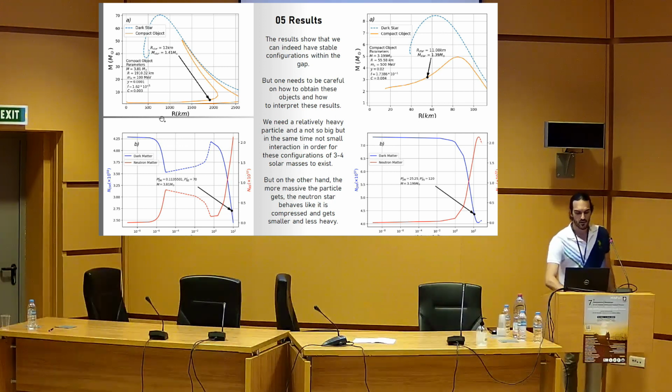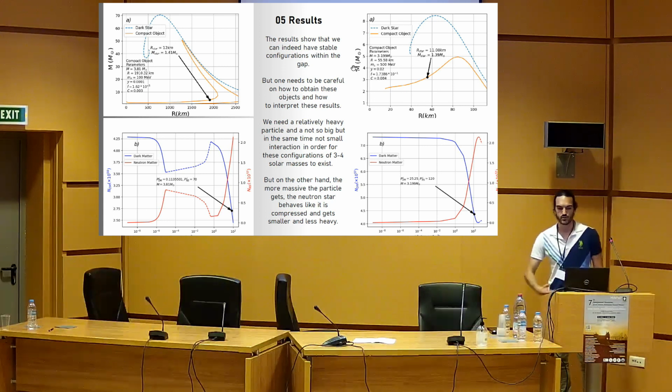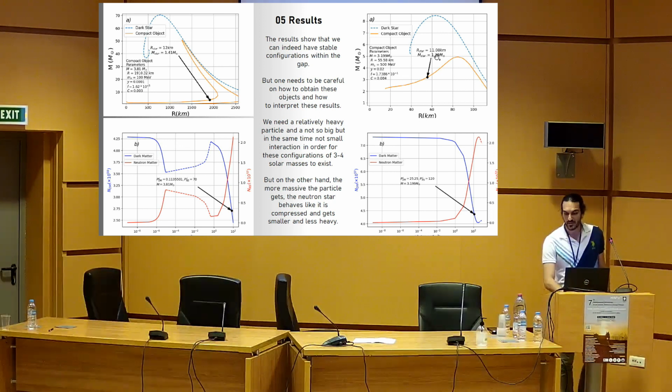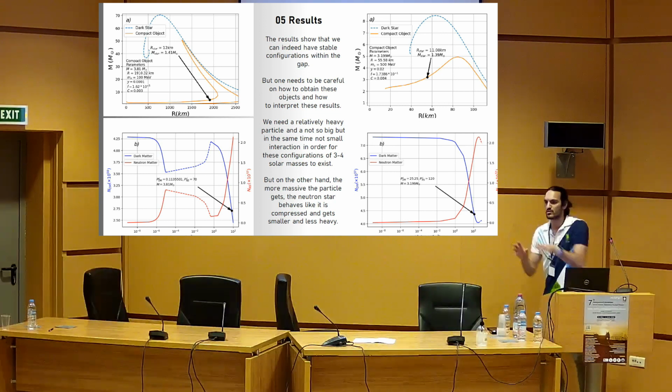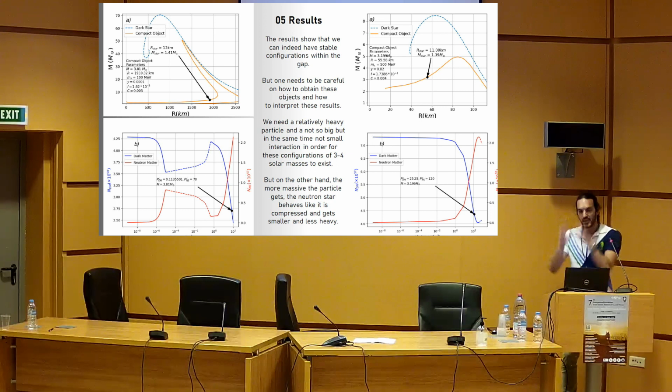This is for the 100 MeV particle. This over here is for a more massive particle. It's for a 500 MeV particle and a little bit stronger interaction. And you already see that the mass now becomes a little bit smaller and in the radius, but it is also in the stability region. So we need a relatively heavy particle, not so big, but at the same time not so small an interaction, in order to receive this kind of compact objects in the mass gap.